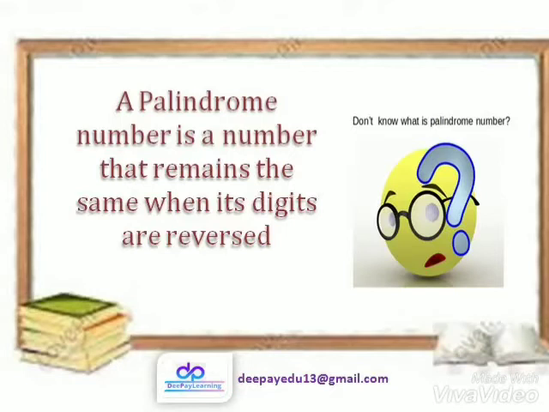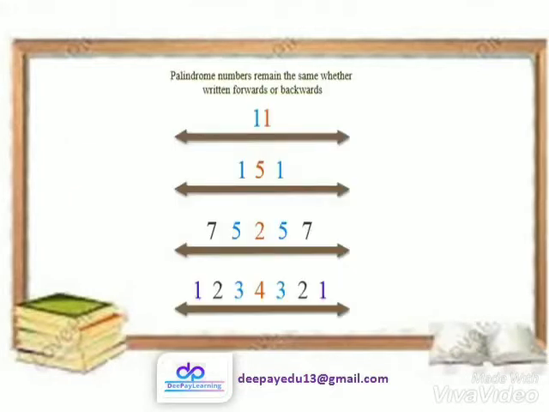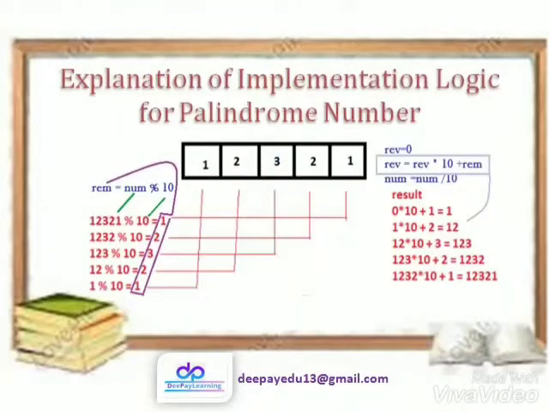For example, 11, 151, 75257, 123, 4321 are all examples of palindrome numbers that remain the same whether written forwards or backwards. Okay, as you can see here, if we reverse 11, it will also read as 11. Now let me explain in detail by taking the example of a number, say 12321.